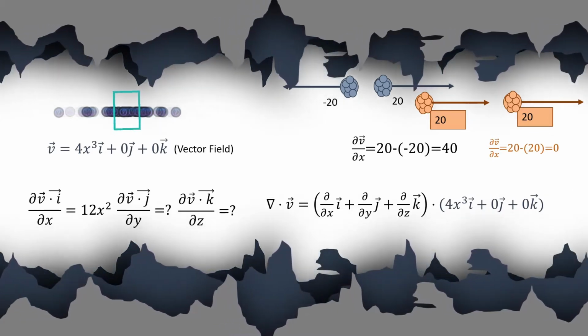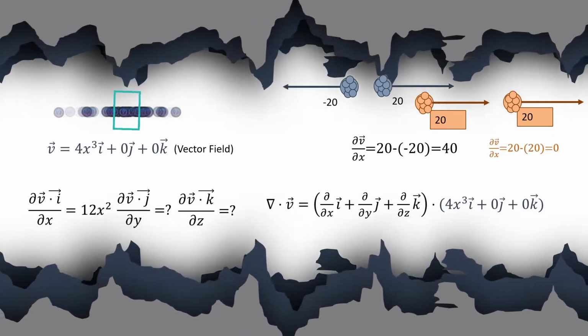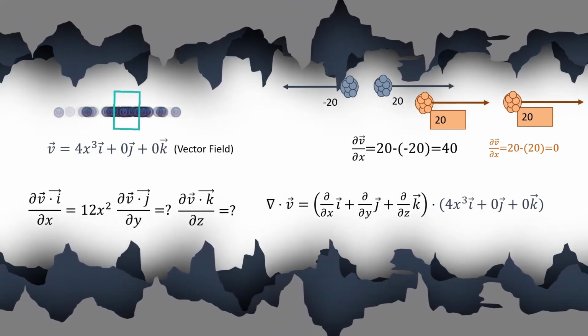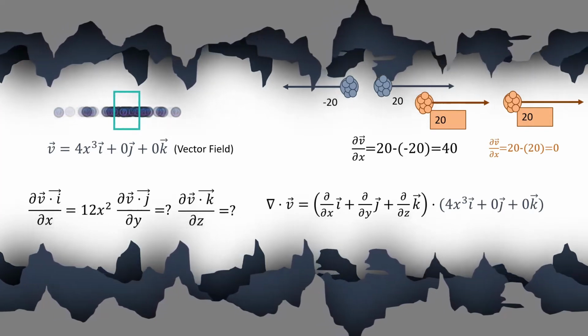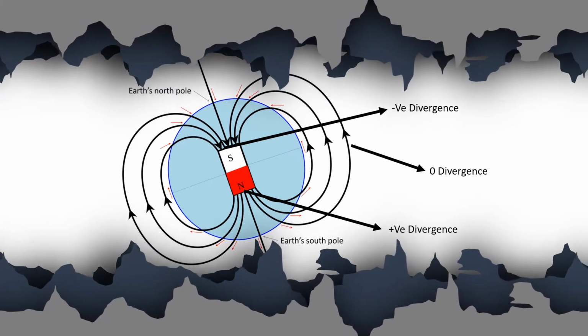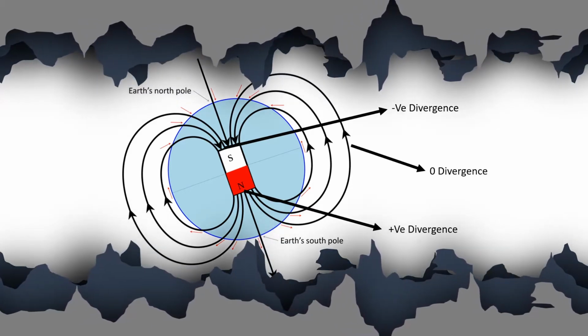It doesn't particularly need to be in a fluid alone. It can be in any vector field. For example, the magnetic field lines start from the North Pole and end at the South Pole. Measuring the divergence at the North Pole tells us how strong the magnetic field is.